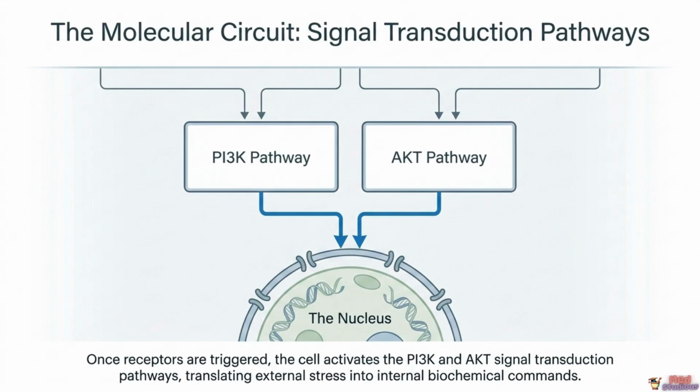This PI3K-AKT-mTOR axis is also highly relevant clinically. It is one of the most targeted pathways in cancer pharmacology, with drugs like rapamycin and its analogs used to inhibit uncontrolled cell growth. Understanding this pathway is therefore not just important for pathology, it is foundational for pharmacology as well.